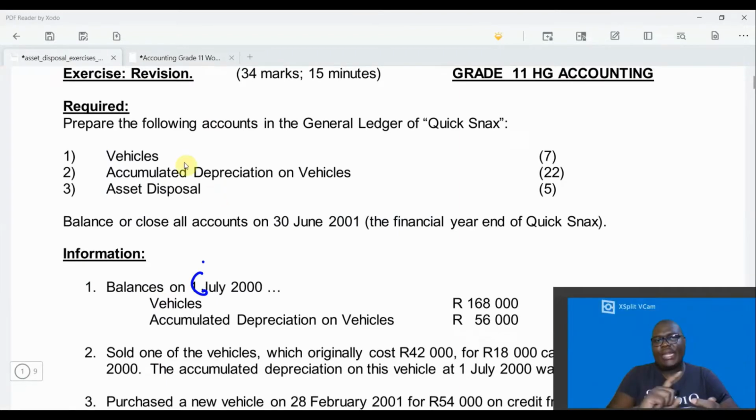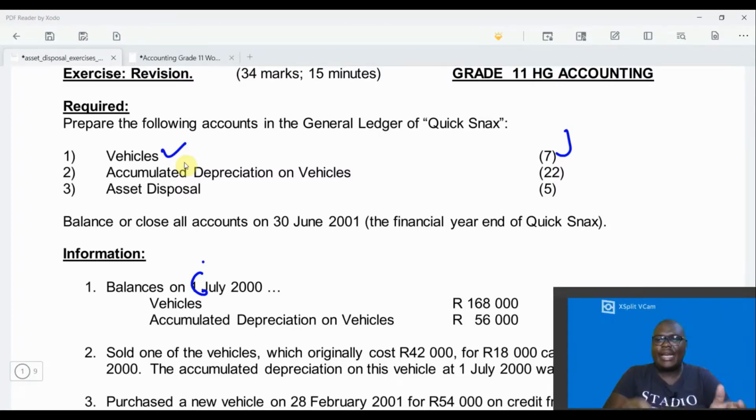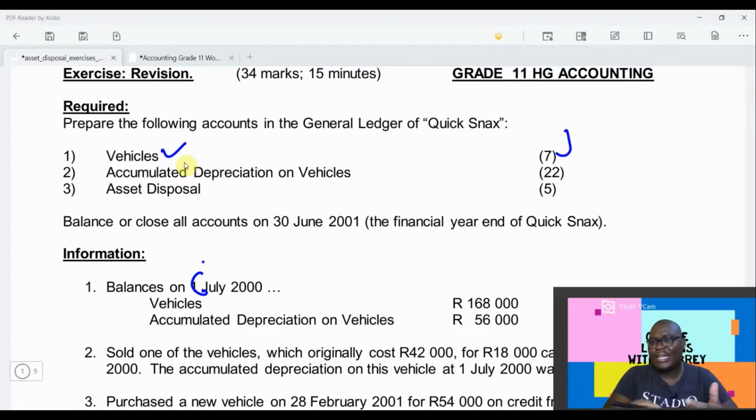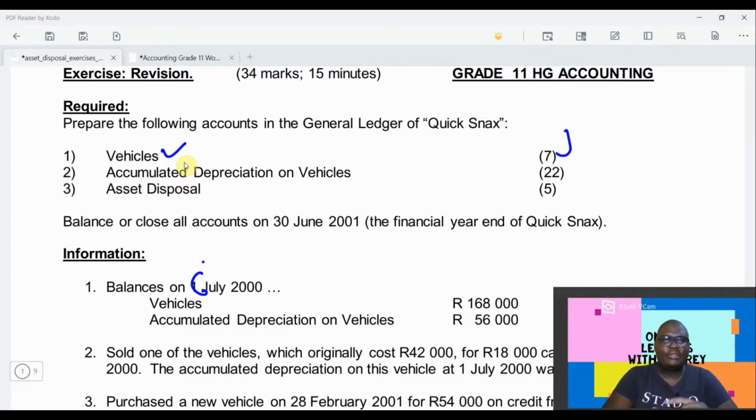Now we are asked to open the vehicles account, which is this one, and it is going to cost us 7 marks. So you need to be able to identify what type of account a vehicle is. Is it an asset? Is it a liability? Is it an income or an expense? Before you open that account, you need to classify it first, and that will make things easy for you.